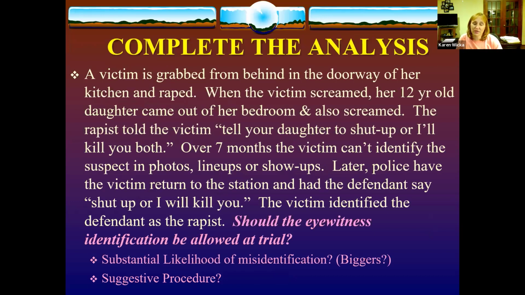Now, complete the analysis. So everything we just went through, let's talk about it, because this is how you're going to do your homework assignment. The victim is grabbed from behind at the doorway of her kitchen and raped. When the victim screams, her 12-year-old daughter comes running out of the bedroom and also screams. The rapist tells the victim, "Tell your daughter to shut up or I'll kill you both." Over a 7-month period, the victim cannot identify anyone in a photo array, a lineup, or show-ups. Later, police have the victim return to the station and have the defendant say, "Shut up or I will kill you." The victim identifies the defendant as the rapist.